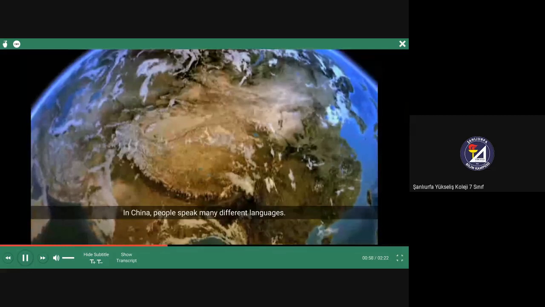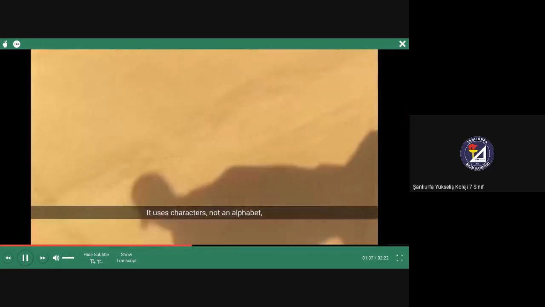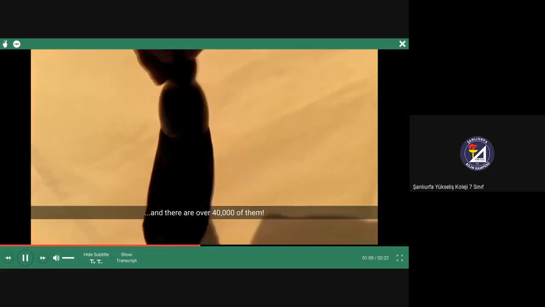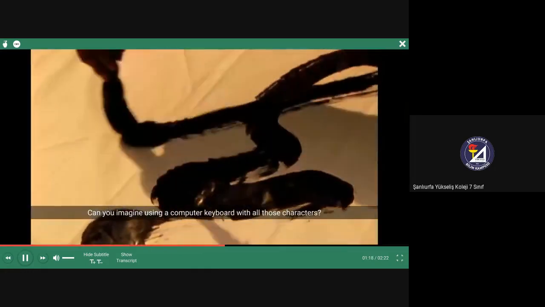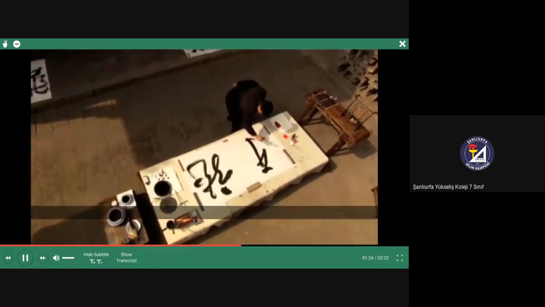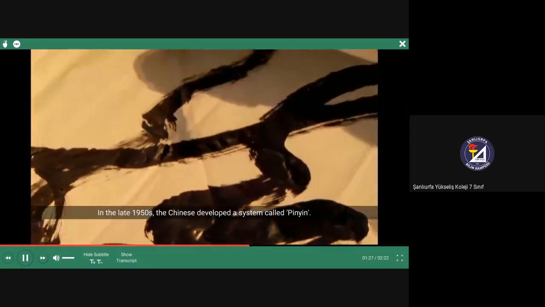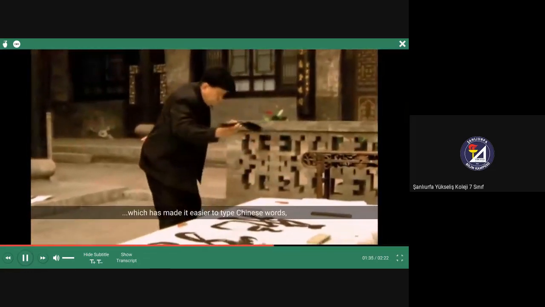In China, people speak many different languages, but everyone can understand one written language, Mandarin. It uses characters, not an alphabet, and there are over 40,000 of them. But most people only use 3,000 or 4,000. Can you imagine using a computer keyboard with all those characters? Probably not. In the late 1950s, the Chinese developed a system called pinyin. It uses the Roman alphabet, like English, which has made it easier to type Chinese words, like these, into a computer.